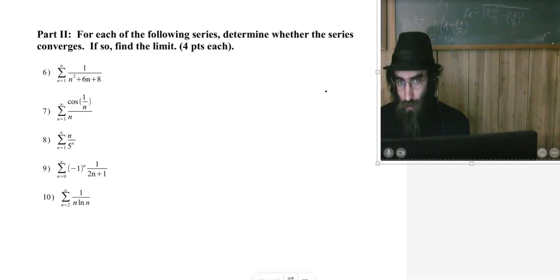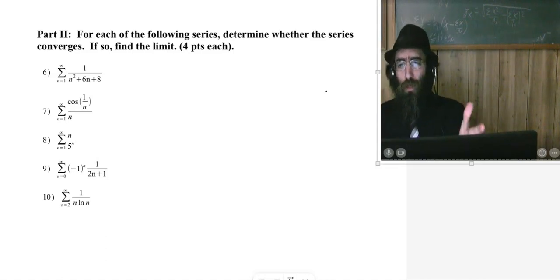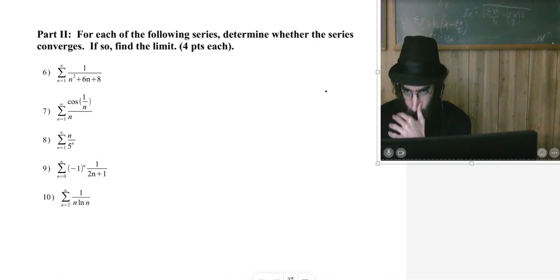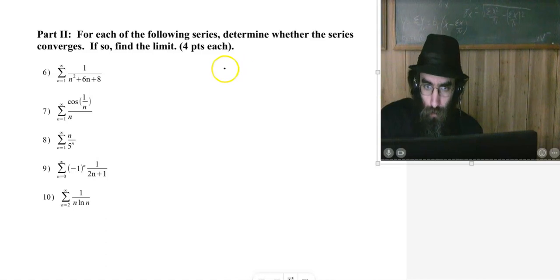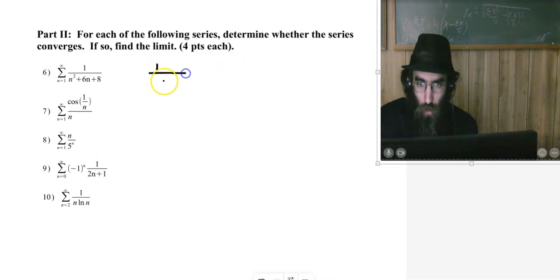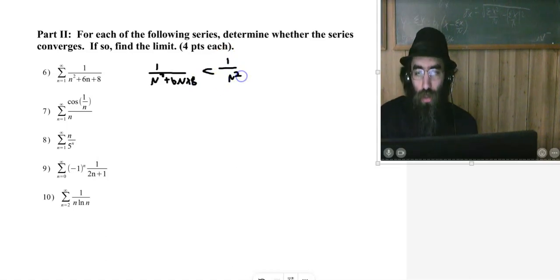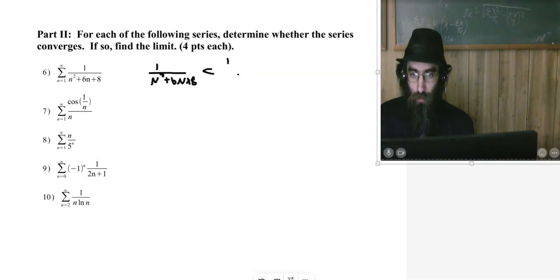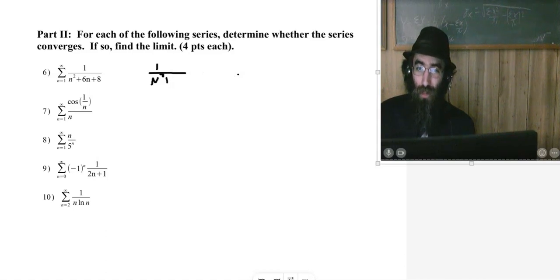Number 6. This one pretty clearly converges by either direct comparison or limit comparison to 1 over n squared. You can maybe say 1 over n squared plus 6n plus 8 is less than 1 over n squared. 1 over n squared converges because it's a p-series with p equals 2. So this must also converge. Now for the bonus points, what does it converge to?